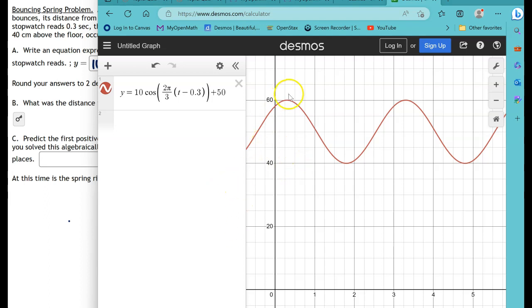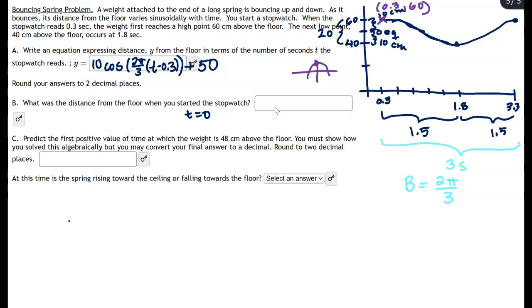We were supposed to, let's check it out, hit the maximum of 60 centimeters from the floor at 0.3 seconds and the minimum of 40 centimeters from the floor at 1.8 seconds. This is looking really good. And then the part B question was, what happens at t equals 0? And the answer is the height of the spring is 58.09 centimeters.